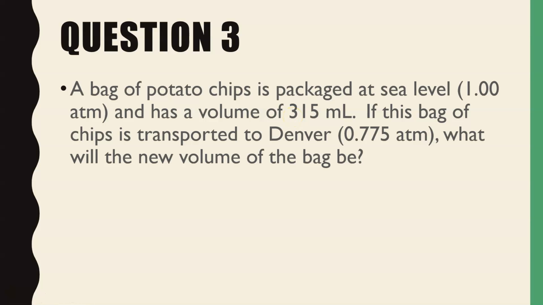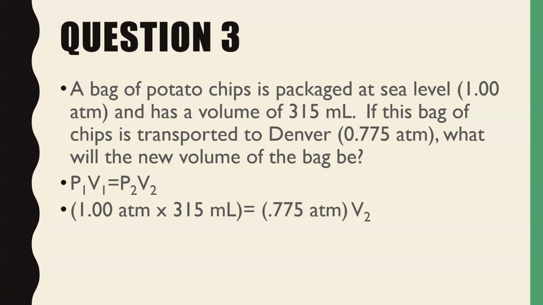315 milliliters. I'm then told about a second pressure, 0.77 atmospheres, and I'm asked about the volume, which means I'm once again using P1V1 equals P2V2. So I'm going to plug into my formula where 1 atmosphere times 315 milliliters is going to equal 0.77 atmospheres times V2. I need to get V2 on a side by itself, so I'm going to divide both sides by 0.77 atmospheres to get a V2 of 406 milliliters.